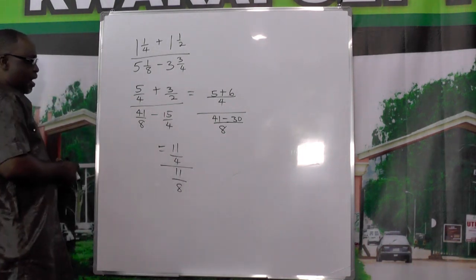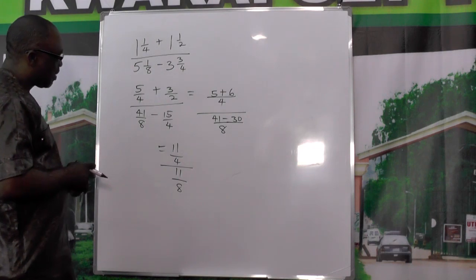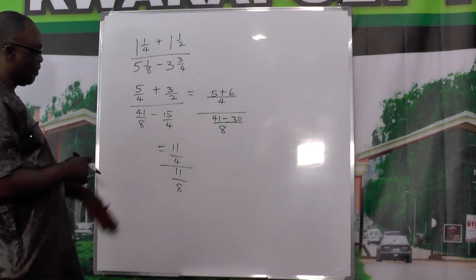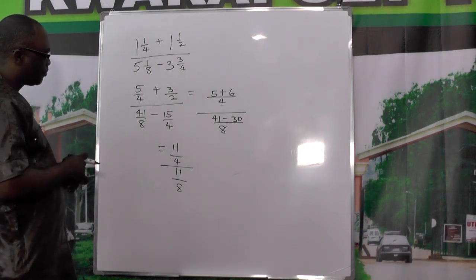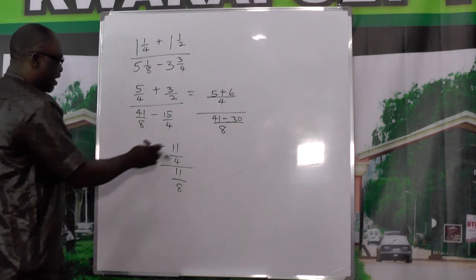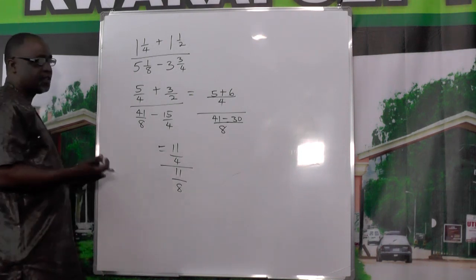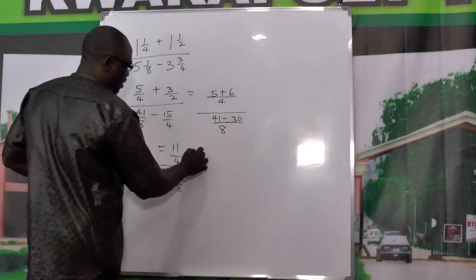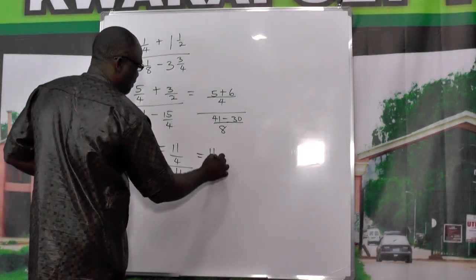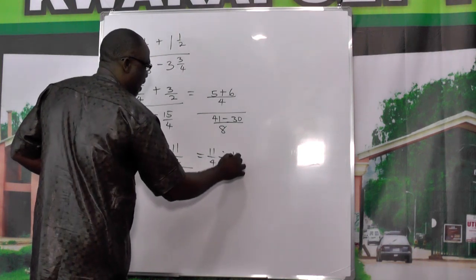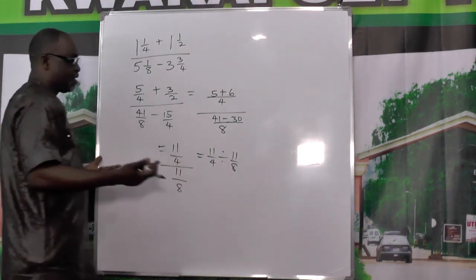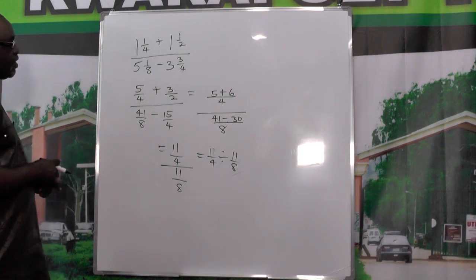Now, what do we do here? In fact, some students might be confused with so many slashes that we have there. But you don't have to. 11 over 4 is the numerator, while 11 over 8 is the denominator. This could easily be written as this: 11 over 4 divided by 11 over 8. You can see now, it becomes easier.